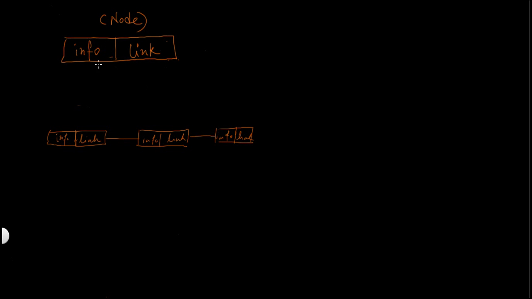The info part of the node contains the actual information, and the information can be in form of an integer value, float, char, etc. And the link part of the node contains or stores the address of the next node. And as you know, pointers are used to store addresses. So basically this link is a pointer that stores the address of the next node.